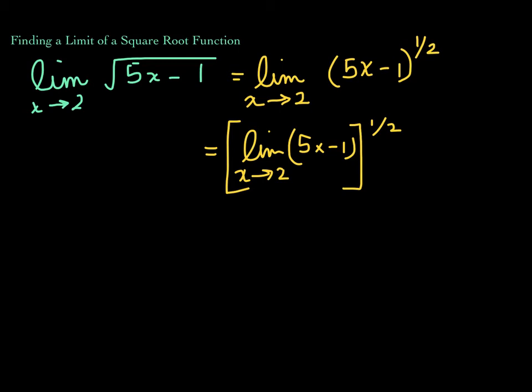Now, notice that 5x minus 1 is a polynomial function. So we can simply plug 2 in. Now, when we plug 2 in, 5 times 2 is 10. 10 minus 1 is 9. So this is 9, and then raised to the power of 1/2. Now, again, the exponent of 1/2 is the same thing as the square root. So this is basically the square root of 9. So the evaluation of the limit is 3. Isn't that great?